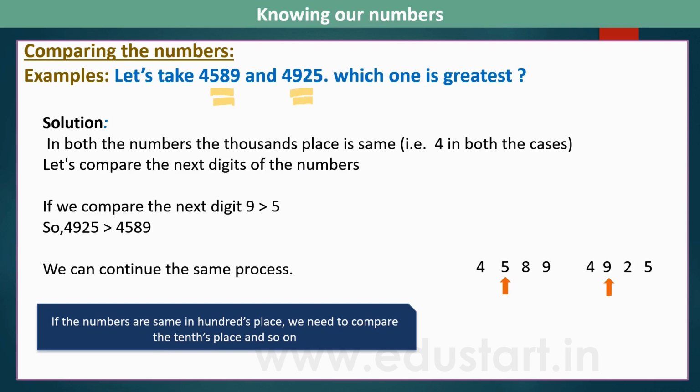So let's compare 4589 and 4925. Which one is greatest? In both the numbers, the thousands place is the same, that is 4 is present in both the cases. Let's compare the next digit of the numbers. If we compare the next digits, you can find 9 is greater than 5. Hence 4925 is greater than 4589.